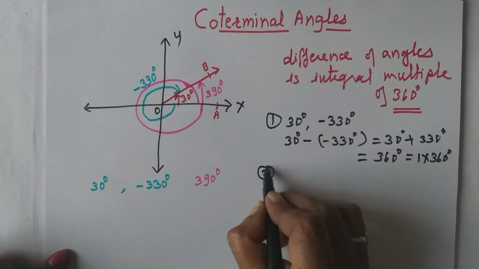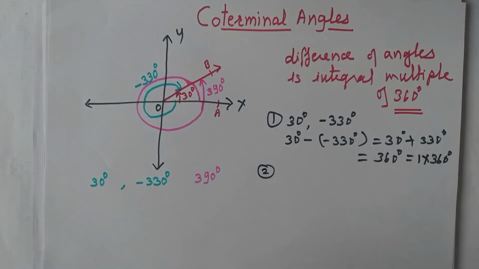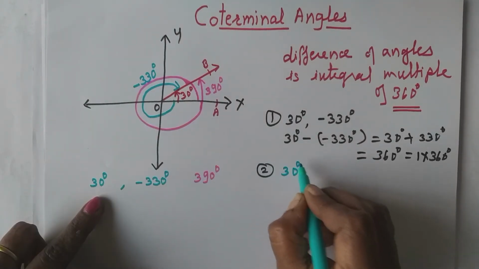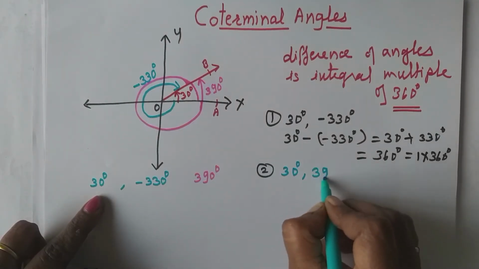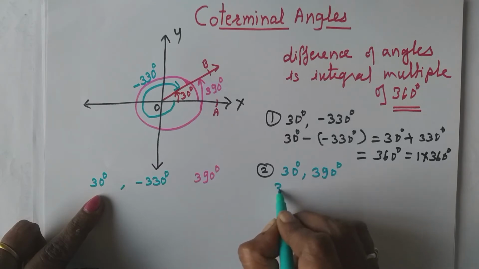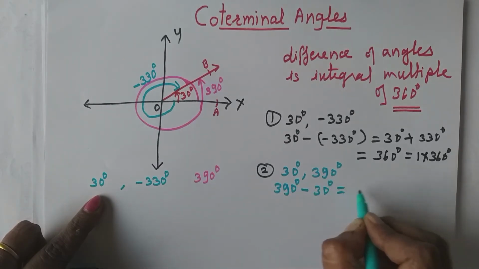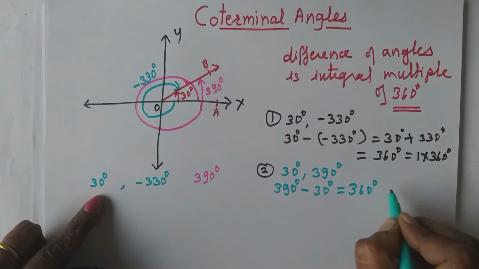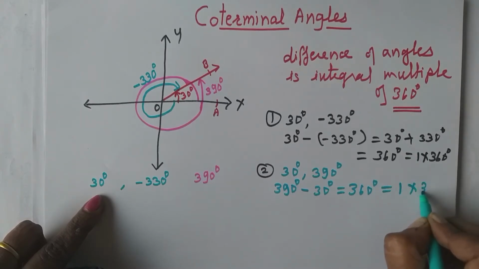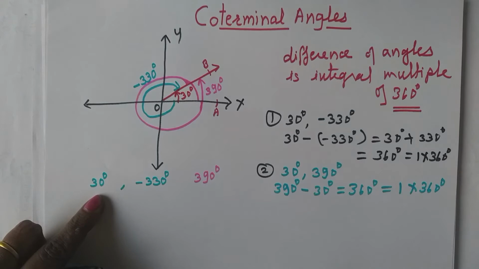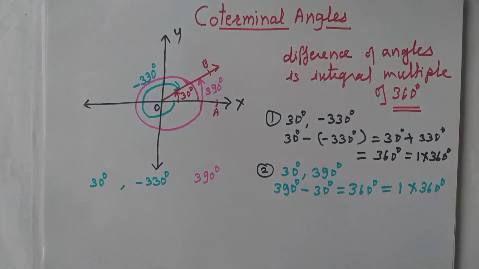Then take the next example. We will verify for the next example. Take the pair 30 degrees and 390 degrees. Then again take the difference, 390 minus 30. Again this is 360, that is 1 times 360, an integral multiple of 360. Therefore the angles are coterminal.